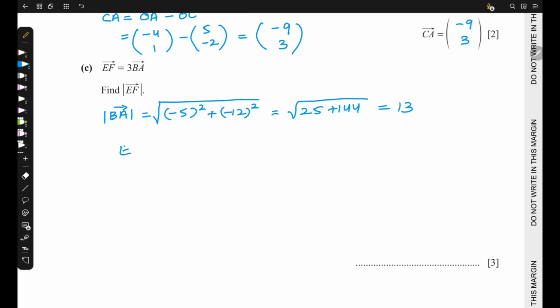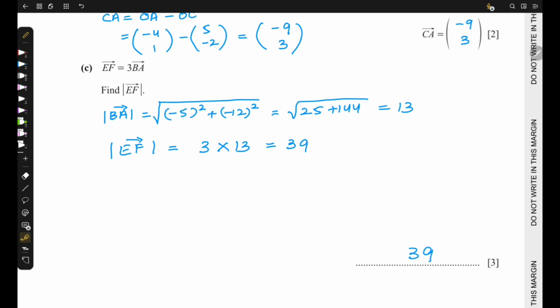Now, if you want to find out the magnitude of EF, we would just multiply 3 with 13, because EF is 3 times BA. So that is 39. This is your final answer.